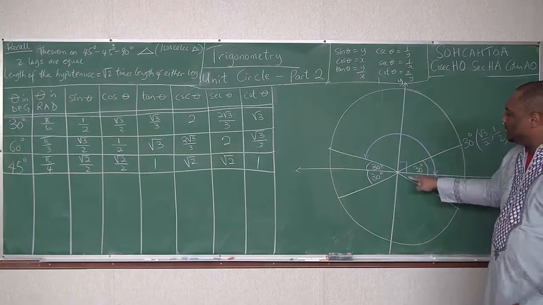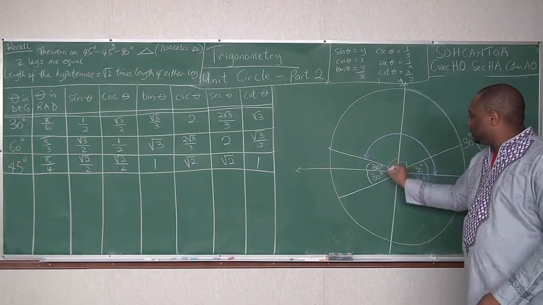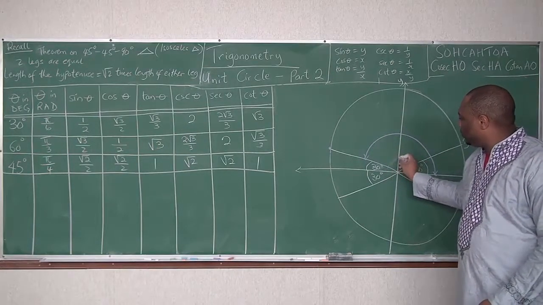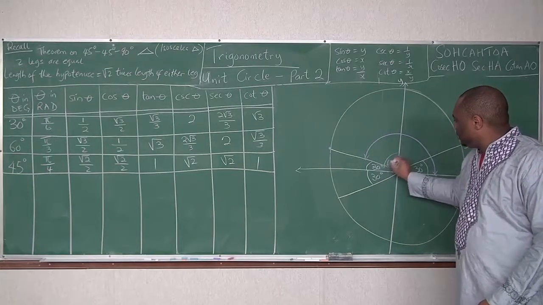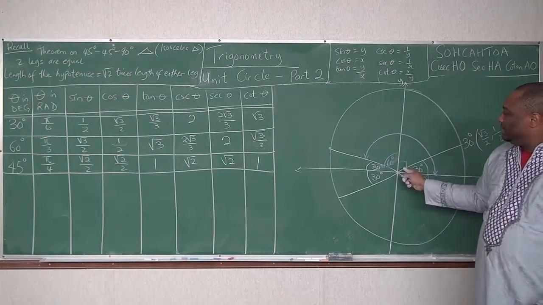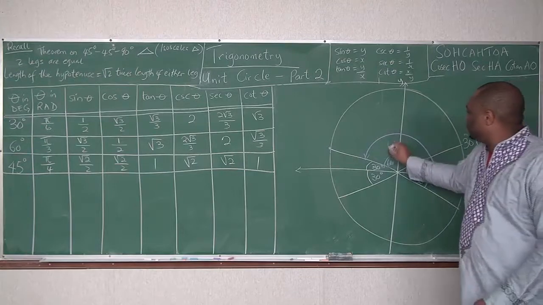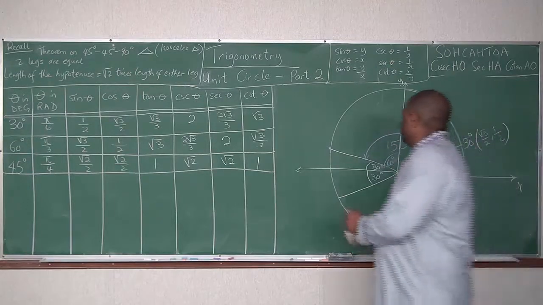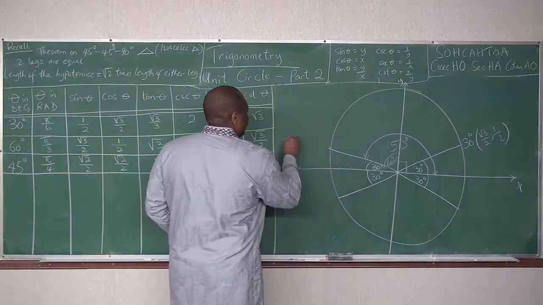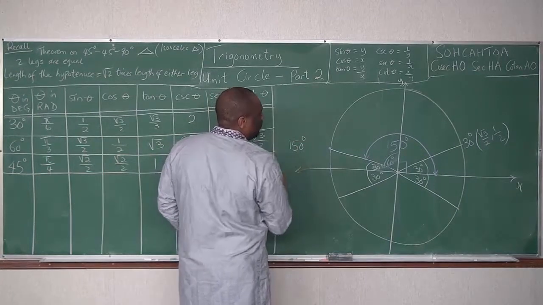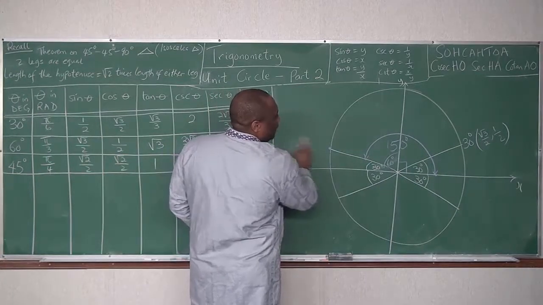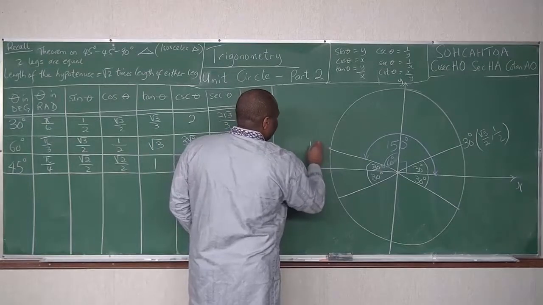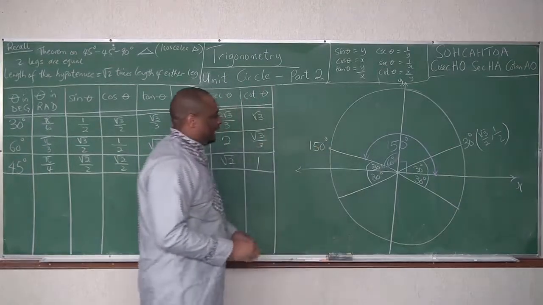And if this is 90, here is what? 60. So 60 plus 90 is what? 150. This is 150 degrees. So you have 150 degrees here. I'm going to just write it here, close. 150 degrees.